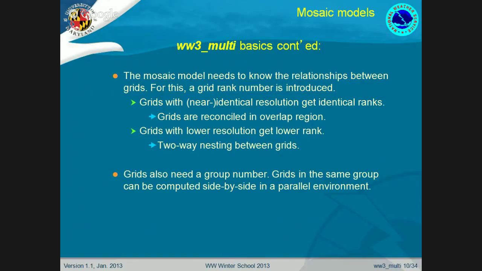And of course, the grids with lower resolution, the coarser grid, get a lower rank, and there's a two-way nesting between grids.